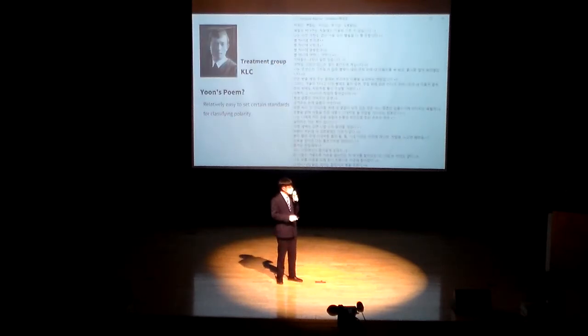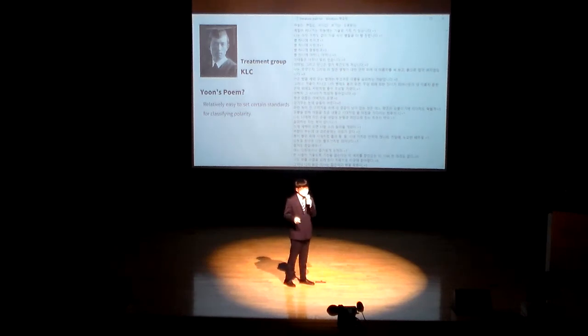I made a corpus called Korean Literature Corpus as the treatment group. I call this KLC for the rest of this presentation. Now, this data consists of part of Yun Dong-ju's poems, which divides positivity into 1 and negativity into 0. The reason why I chose Yun's poems was that it was relatively easy to set certain standards that classify polarity because of a little sense of subject.